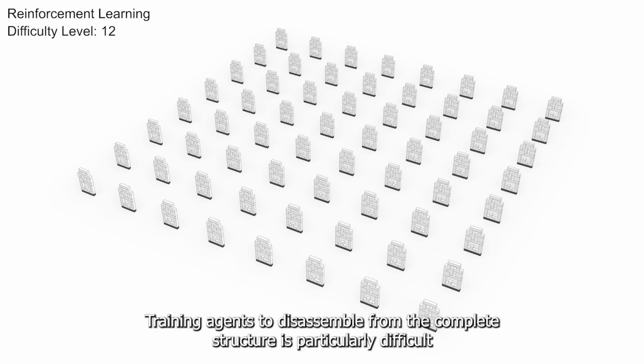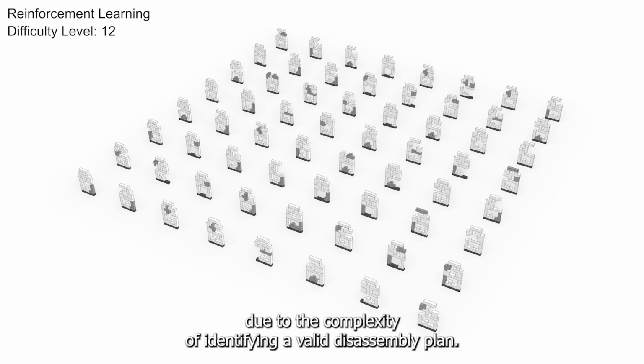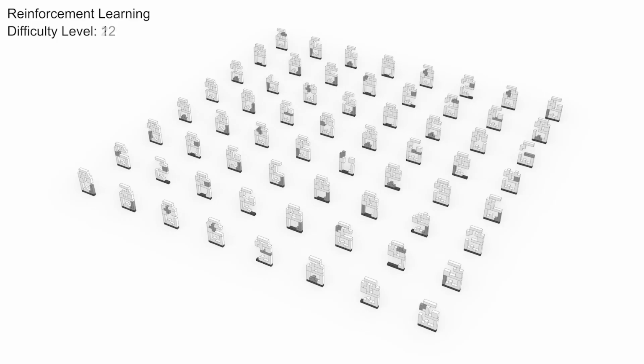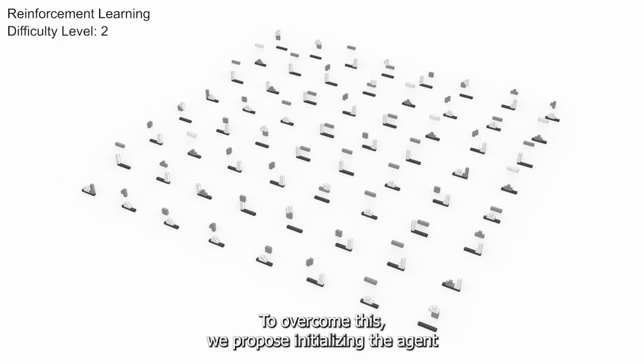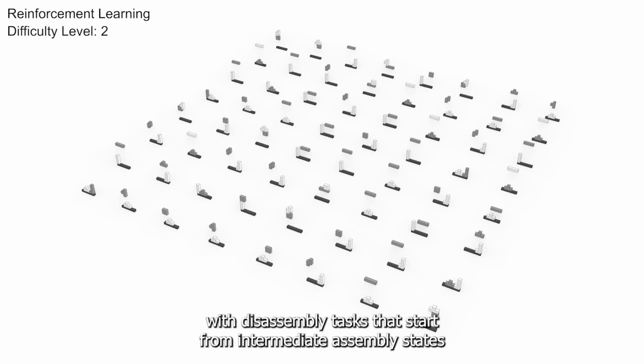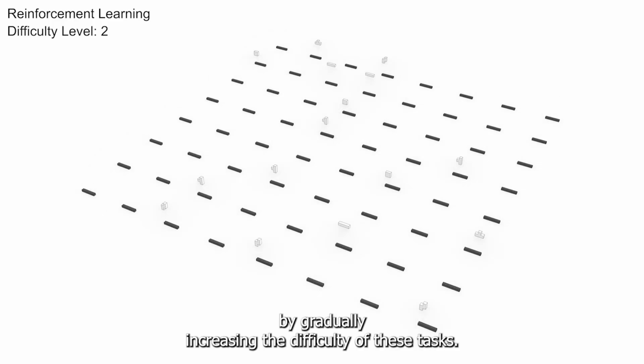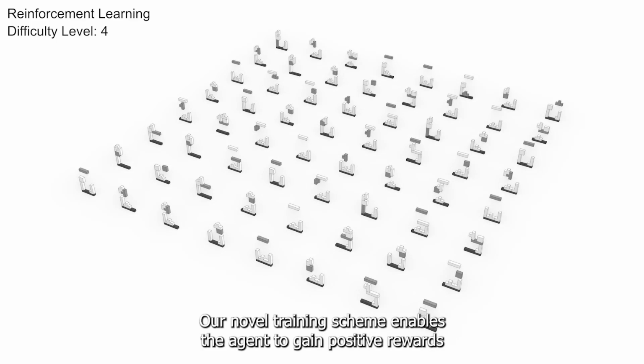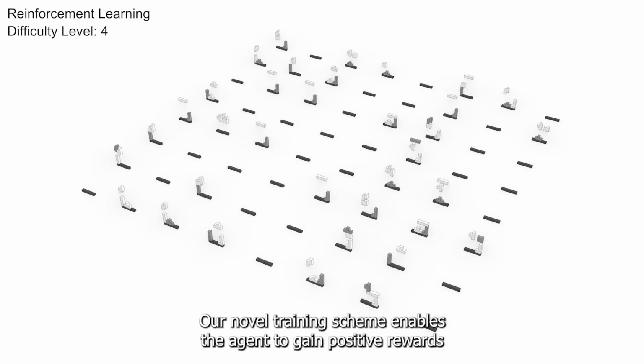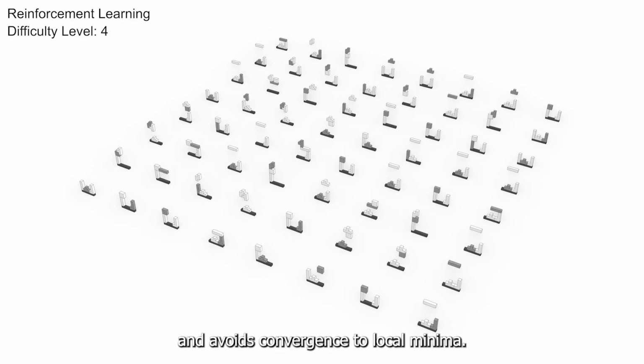Training agents to disassemble from the complete structure is particularly difficult due to the complexity of identifying a valid disassembly plan. To overcome this, we propose initializing the agent with disassembly tasks that start from intermediate assembly states. By gradually increasing the difficulty of these tasks, our novel training scheme enables the agent to gain positive rewards and avoids convergence to local minima.